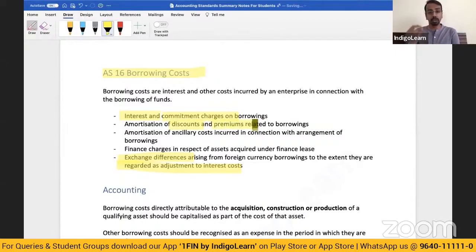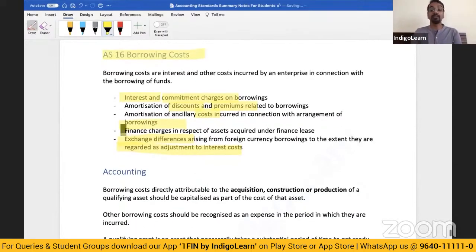What does that mean? You have issued, let us say, 100 rupees worth of debentures at 95. So you got 5 rupees less. That 5 also forms part of borrowing cost, and you have to amortize that over the life of the debenture. Similarly, if you are repaying a debenture at a premium, that premium is also a cost that also has to be amortized over the life of the borrowing. Then any other cost incurred in connection with arrangement of borrowing, you may pay some processing fees, some consultancy charges, legal charges. All of the costs which are associated with borrowings are called borrowing costs.